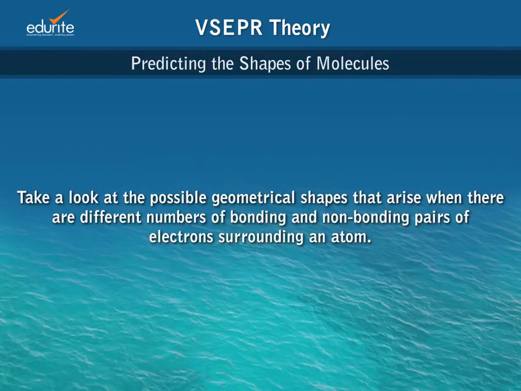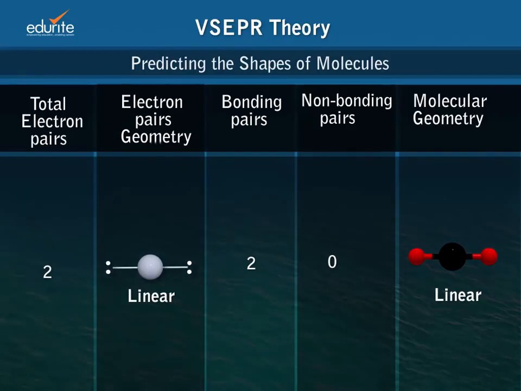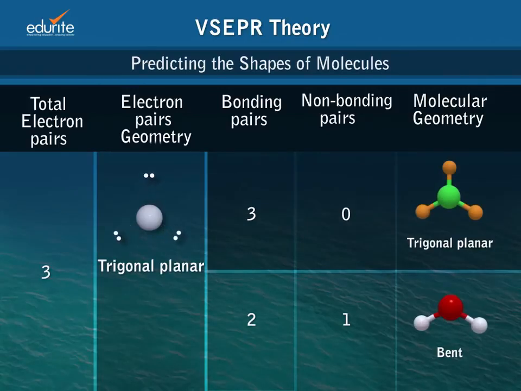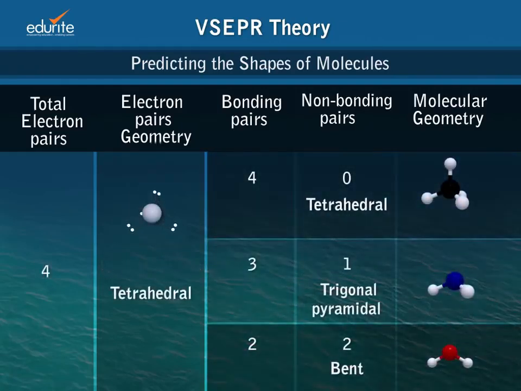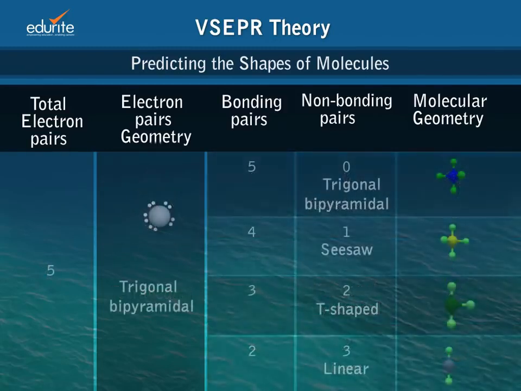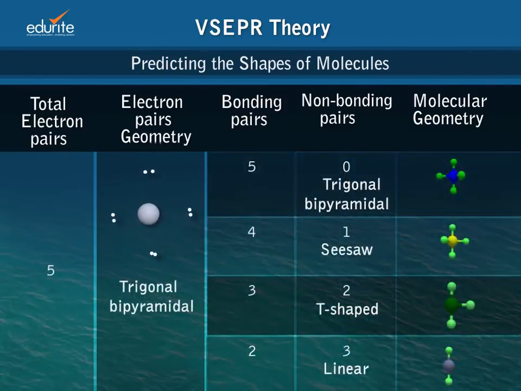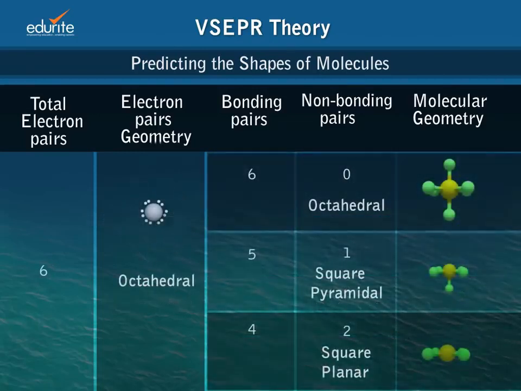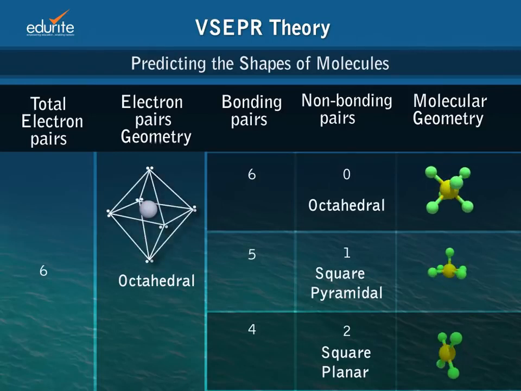Let's take a look at the possible geometrical shapes that arise when there are different numbers of bonding and non-bonding pairs of electrons surrounding an atom. When there are two electron pairs, the possible molecular geometry is linear. When there are three electron pairs, the possible molecular geometries are trigonal planar or bent. When there are four electron pairs, the possible molecular geometries are tetrahedral, trigonal pyramidal, or bent. When there are 5 electron pairs, the possible molecular geometries are trigonal bipyramidal, seesaw, T-shaped or linear. When there are 6 electron pairs, the possible molecular geometries are octahedral, square pyramidal or square planar.